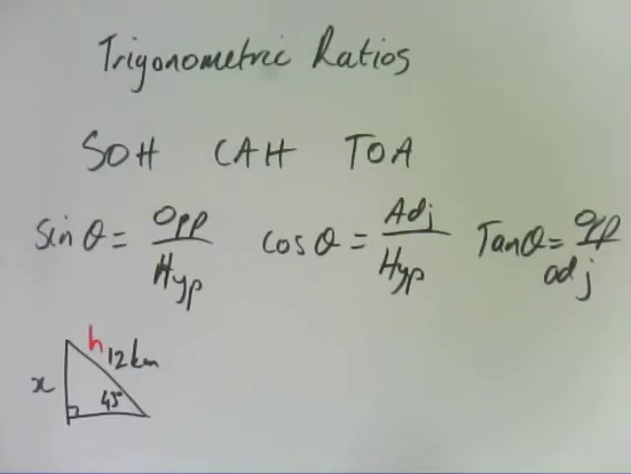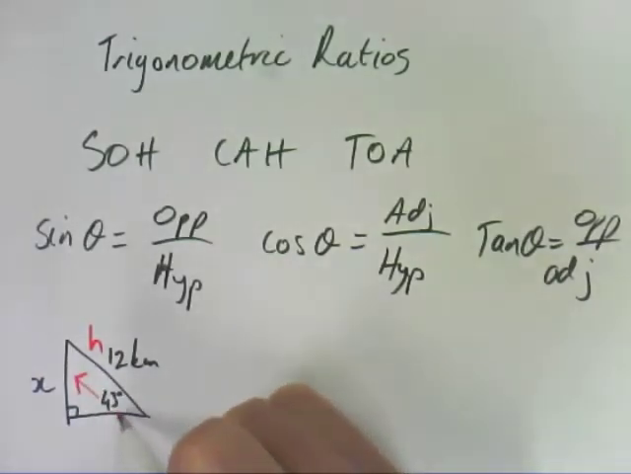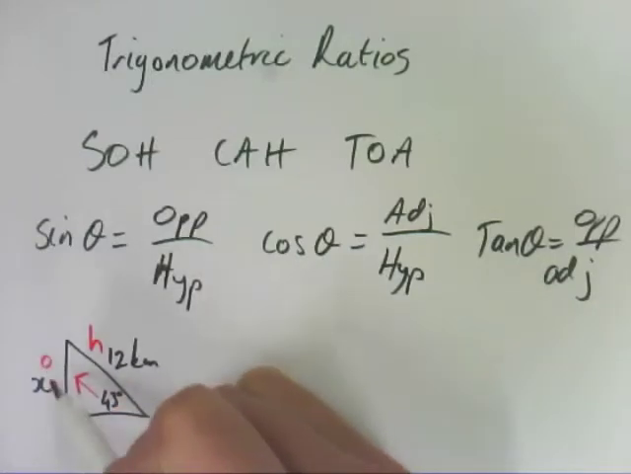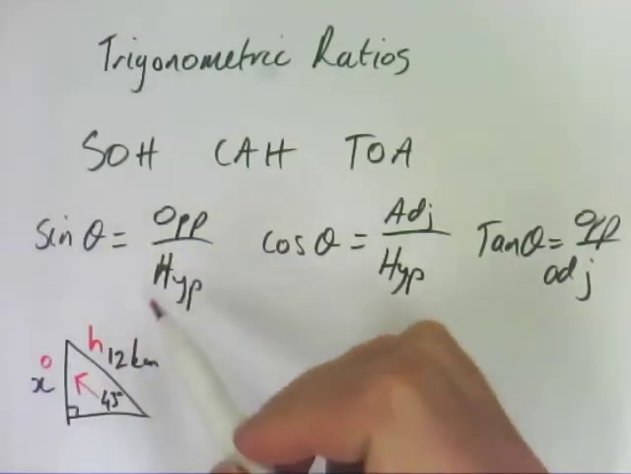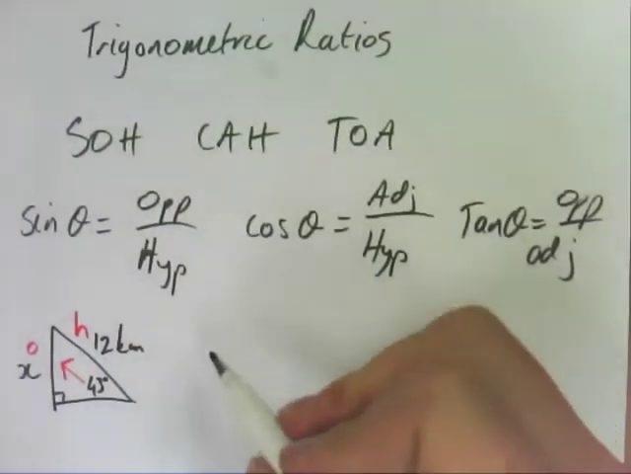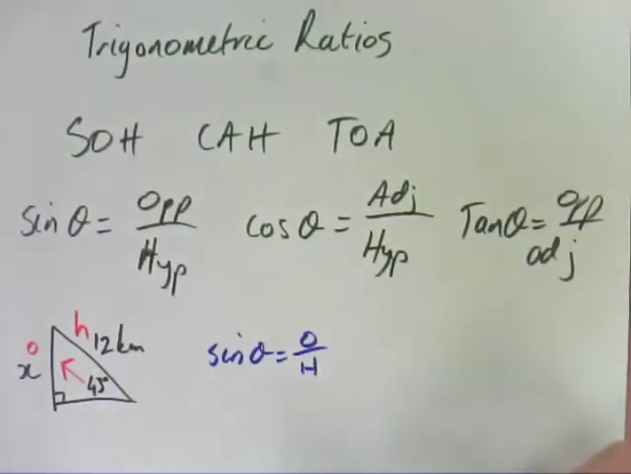Okay? Which one is opposite? Which one is adjacent? It's quite simple, really. Opposite is opposite the angle. Adjacent is next to. So adjacent means next to. Opposite means on the other side of the shape. So in this one, we're using O and H, which means we're calling on the sine ratio. So we're going sine theta equals O over H.